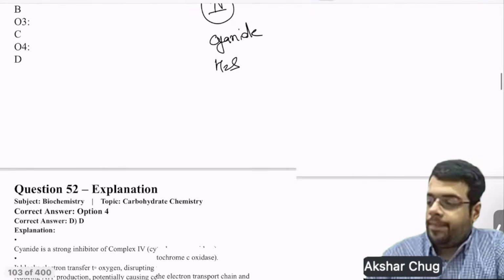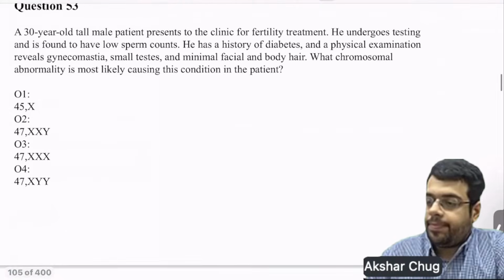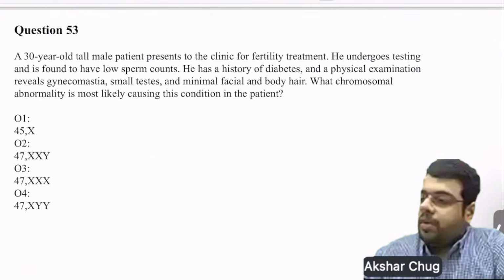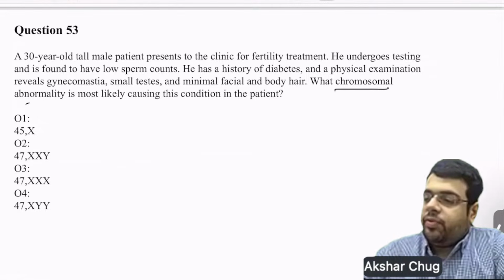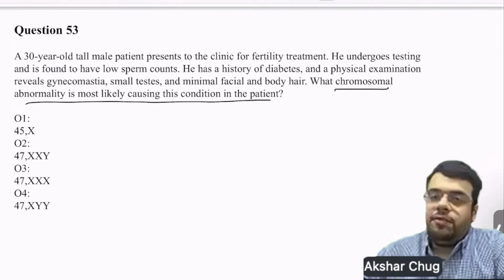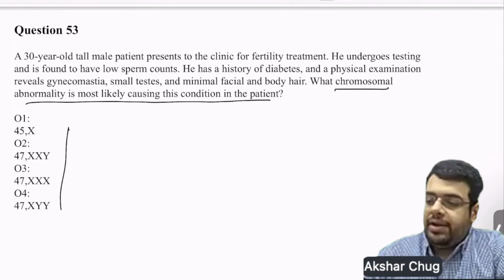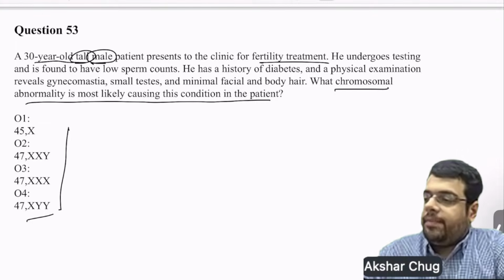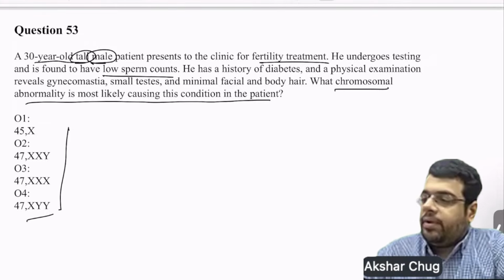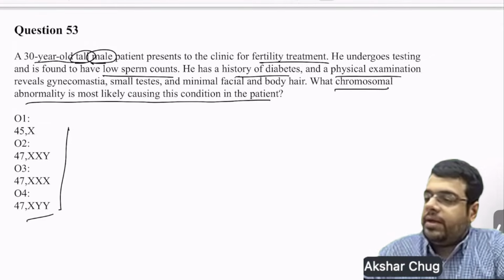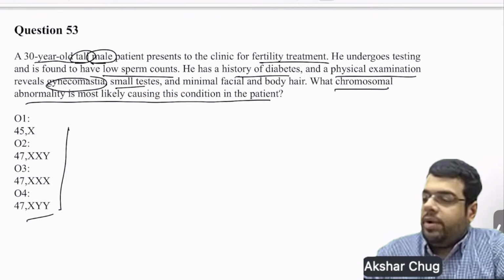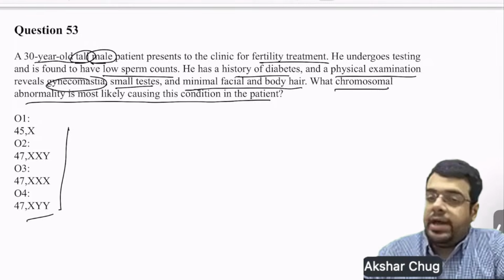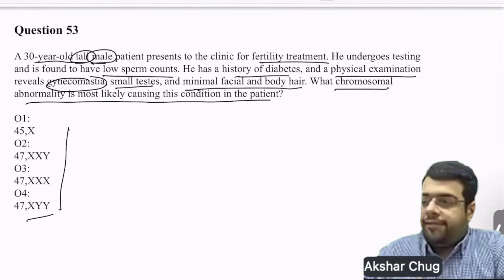Question 53. What chromosomal abnormality is most likely causing this disease? So we are asked about the chromosomal abnormality from the options. A 30-year-old tall male patient comes to the clinic for fertility treatment. He has low sperm count, history of diabetes, and physical exam shows gynecomastia, small testes, and minimal facial and body hair. So it is a textbook definition of Klinefelter syndrome, which is XXY.